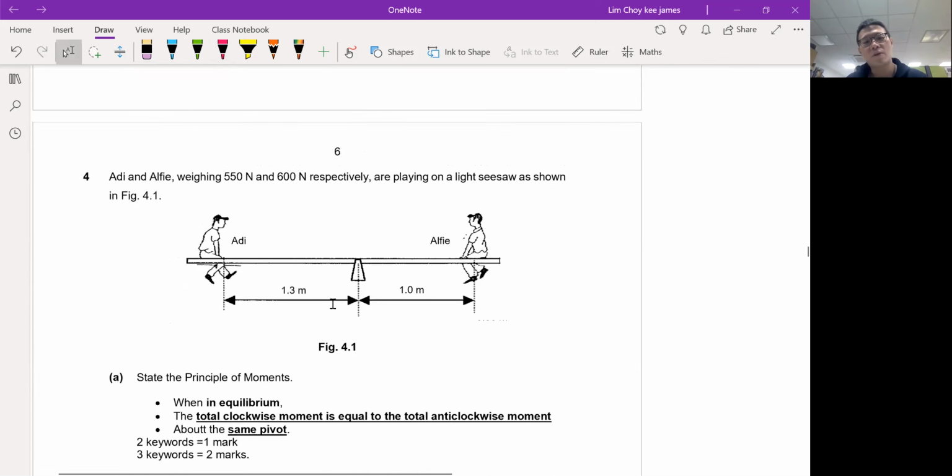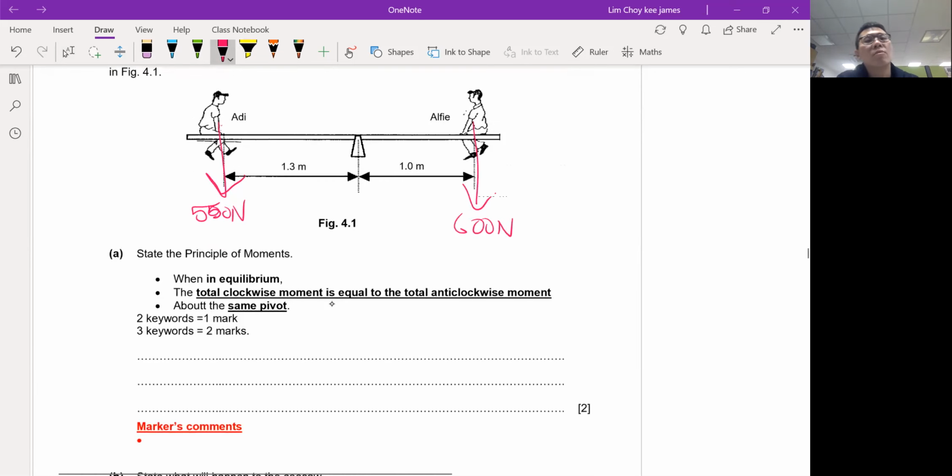Now, question 4, Alfie and Adi. Adi and Alfie play on the seesaw. This is Adi, which is 550 Newton, sorry. Alfie, which is 600 Newton. Now, first thing, definitions.